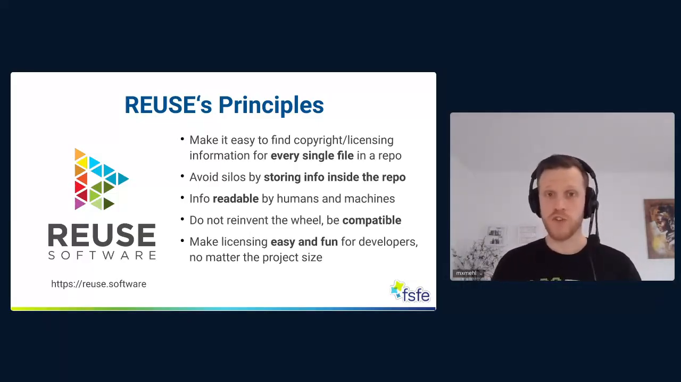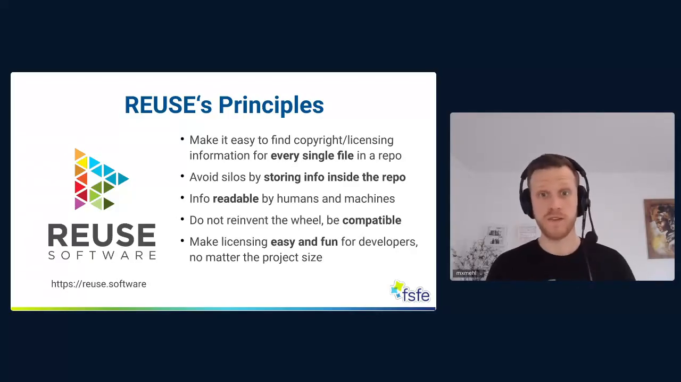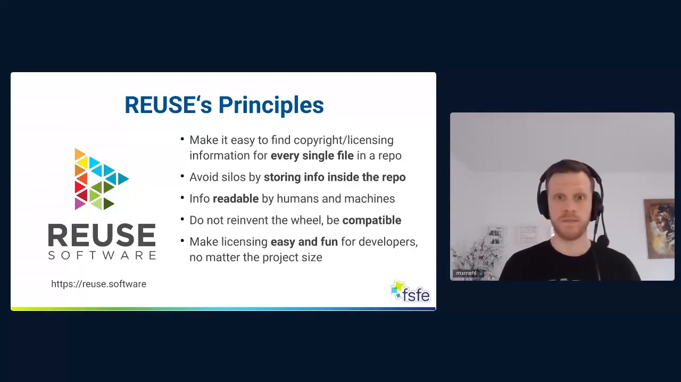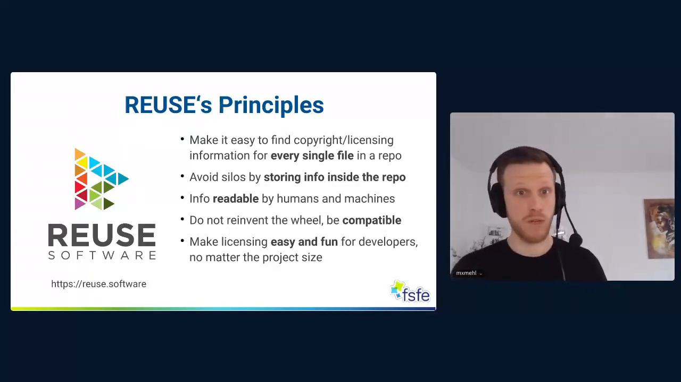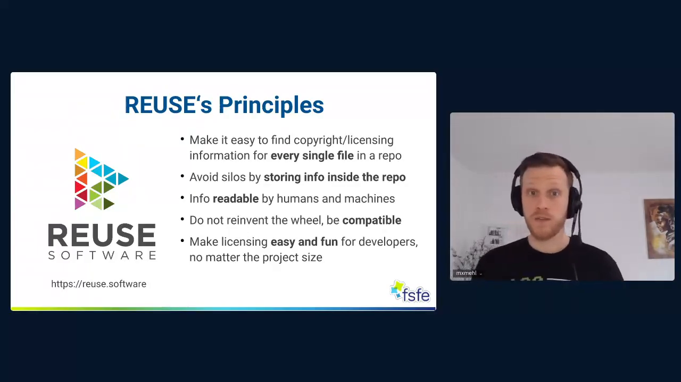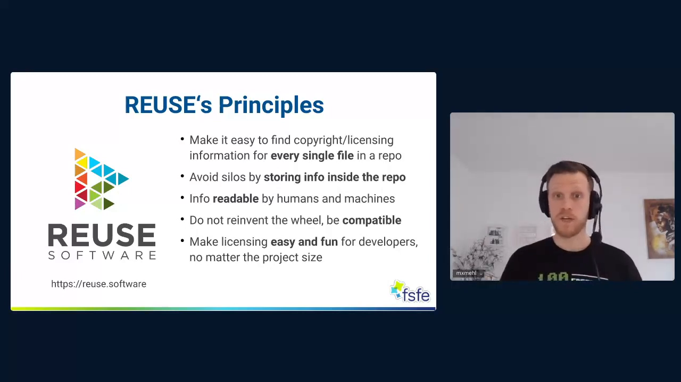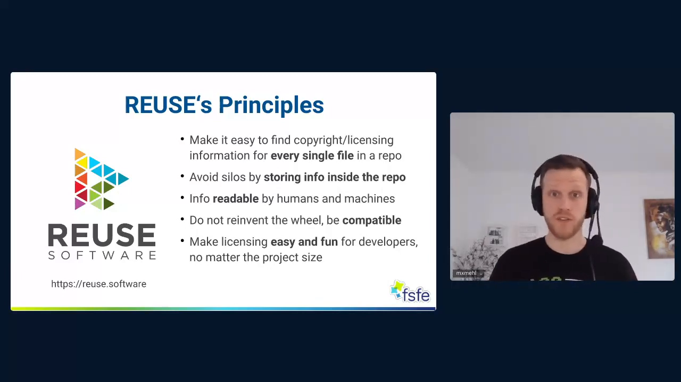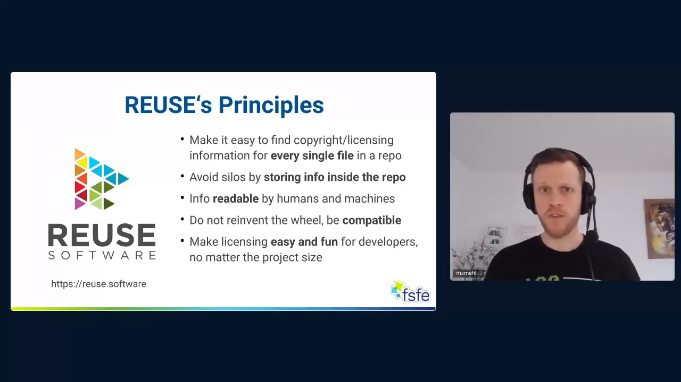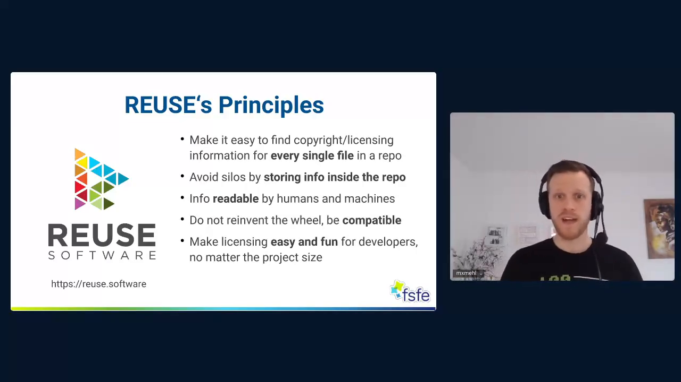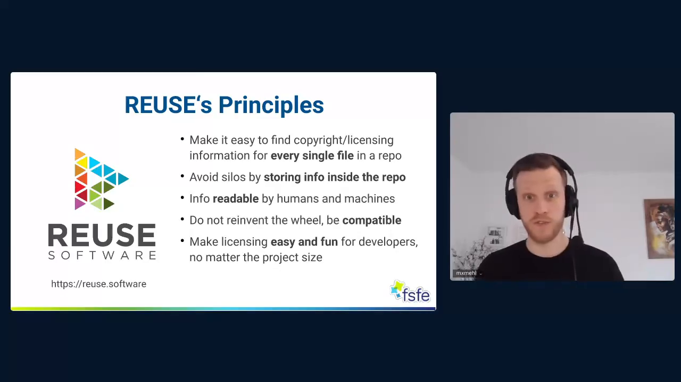And not in a version control system, which might be migrated or broken or something else, but really as plain text, ideally. We want to have this information readable by humans and machines. And we want to be compatible with other initiatives, with other best practices as far as possible. So in the end, we do not want to reinvent the wheel. But the most important point for me back then was to make licensing easy and fun for developers.